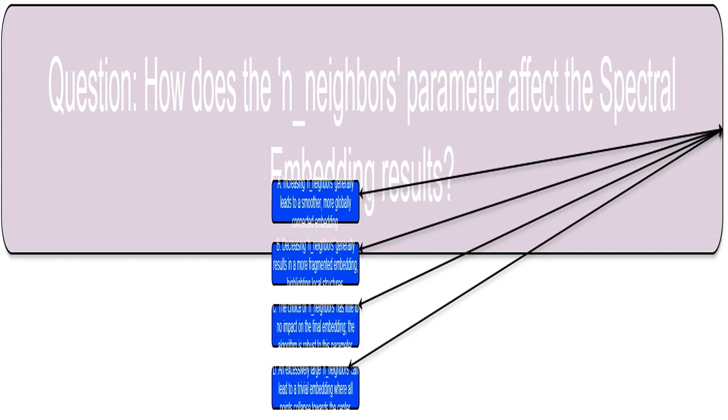I see this as the core question. We're exploring how the number of nearest neighbors considered when building a graph influences the final data representation, the embedding, created by spectral embedding. Think of it like this. A larger neighborhood means a broader view, while a smaller one focuses on local details.